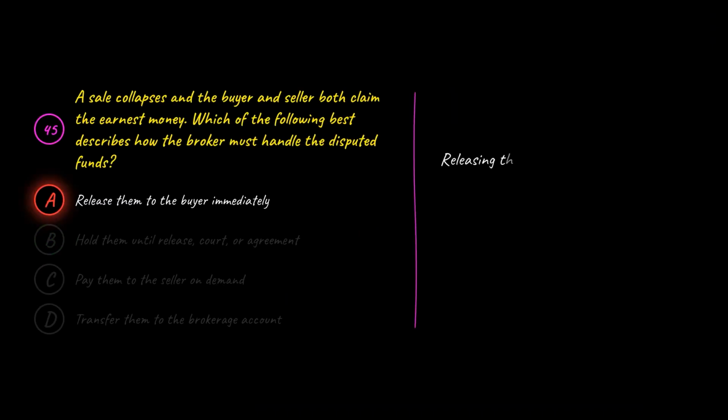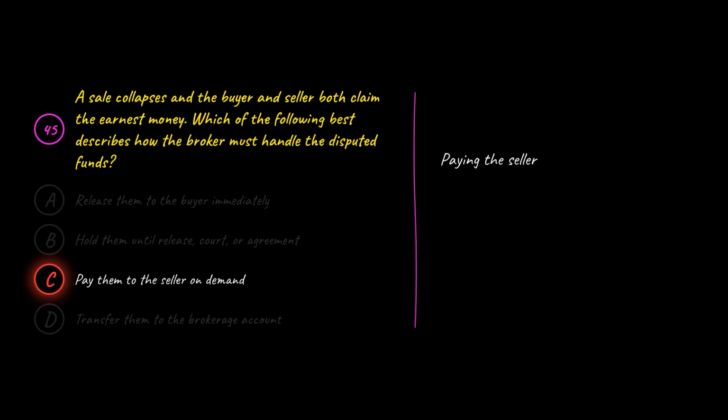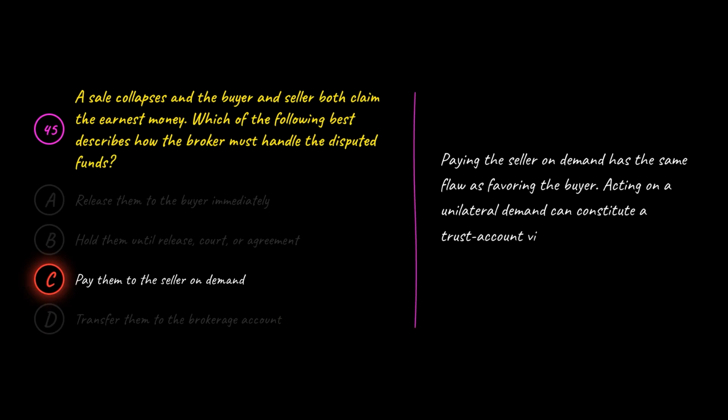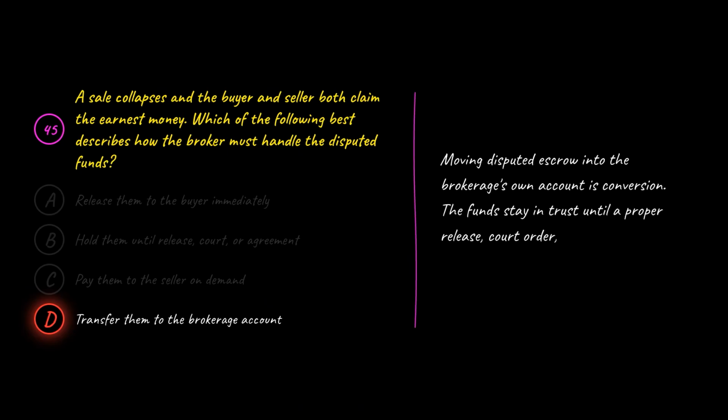A is wrong because releasing the funds to the buyer on one side's say-so risks paying the wrong party. The broker must wait for written agreement, a court order, or a contractual mechanism. C is wrong because paying the seller on demand has the same flaw as favoring the buyer. Acting on a unilateral demand can constitute a trust account violation or conversion to the wrong party. D is wrong because moving disputed escrow into the brokerage's own account is conversion. The funds stay in trust until a proper release, court order, or agreement directs their disbursement.